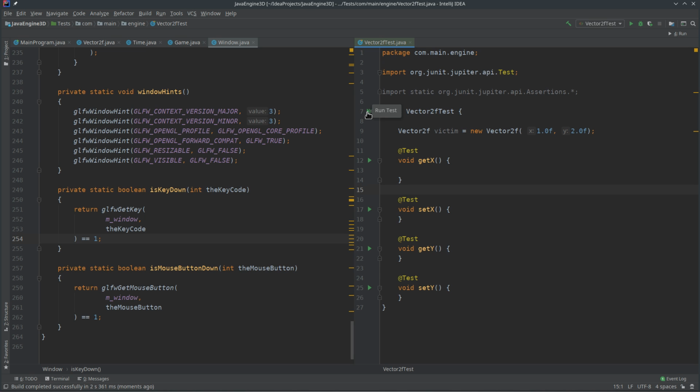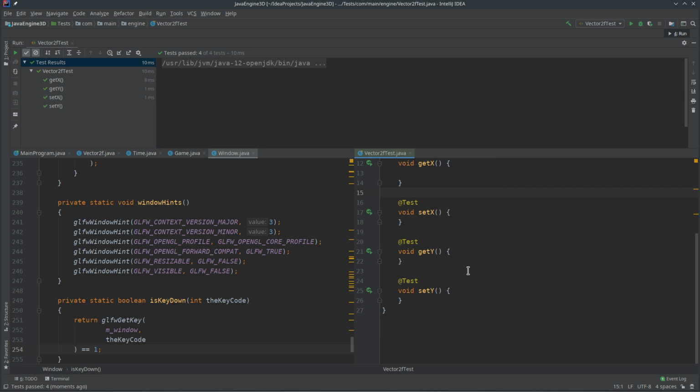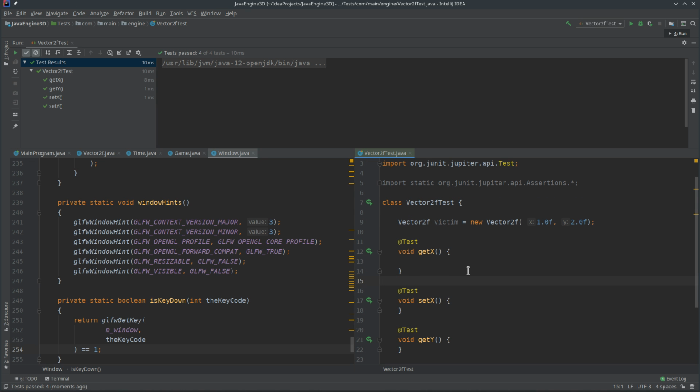So let's run our tests. Okay, they all pass. Why do they all pass? Because they don't do anything. I can't believe that we ask for getters and setters and it says void getX. Shouldn't that be float getX? Unbelievable.